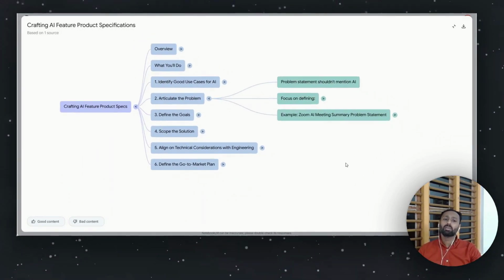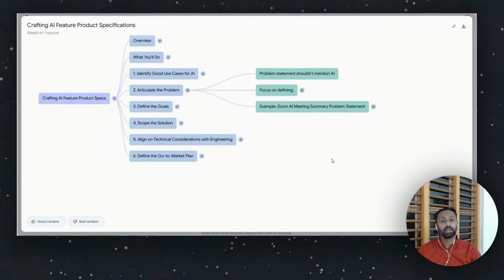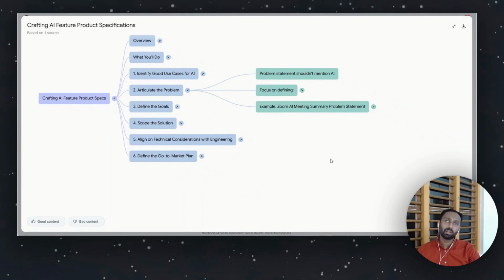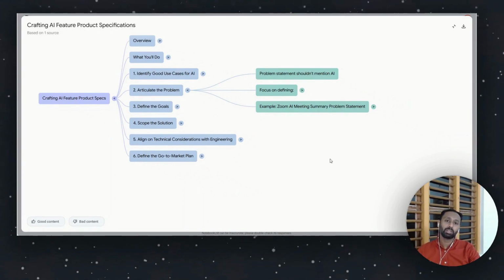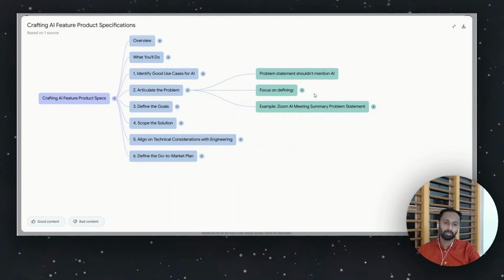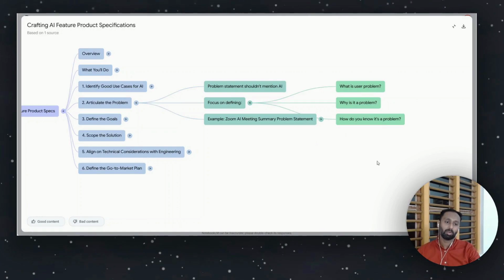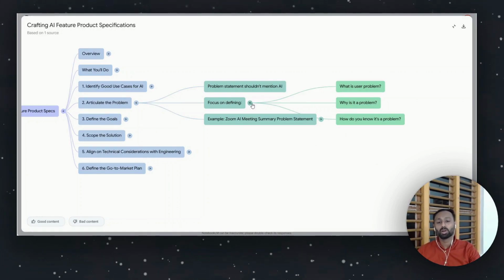The second step in this whole process is articulating the problem well, right? Whenever you are articulating the problem, it should always be focused on the problem. Hey, what is the problem? What is the user problem? Why is it a problem? How do you know it's a problem, right? It should focus on the problem.